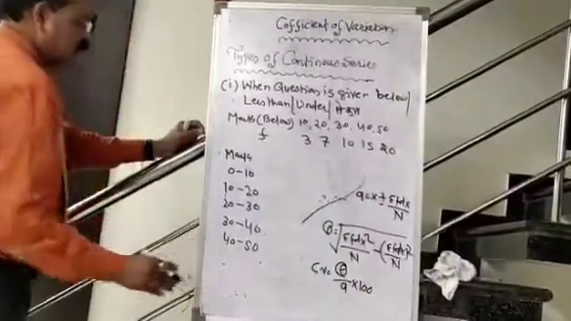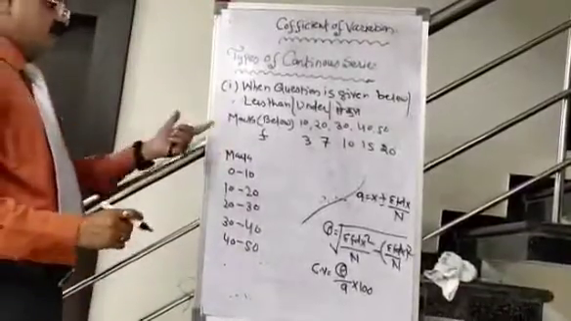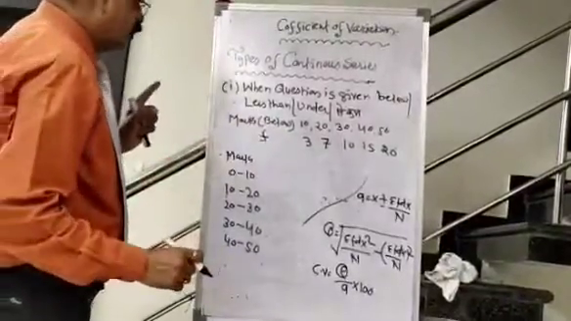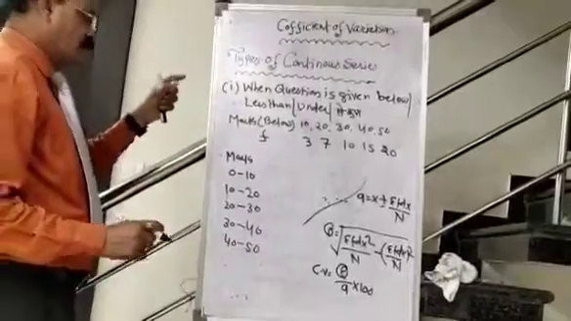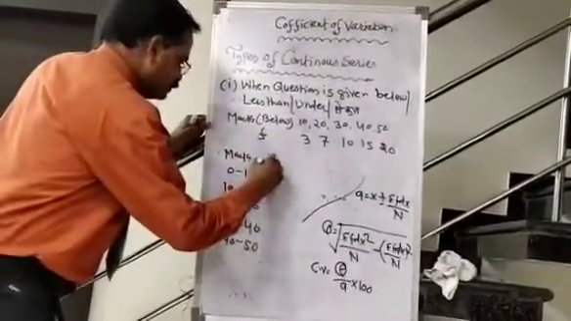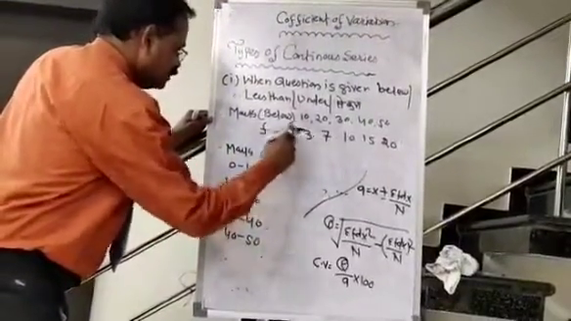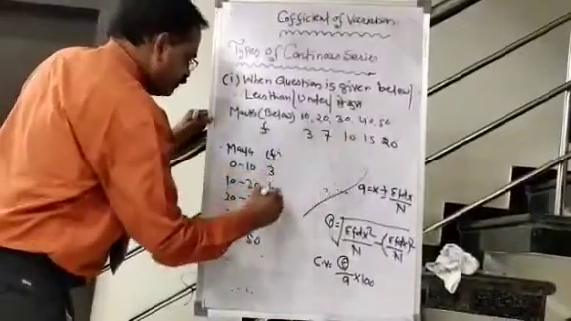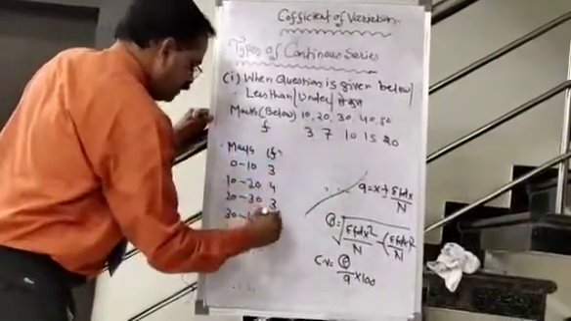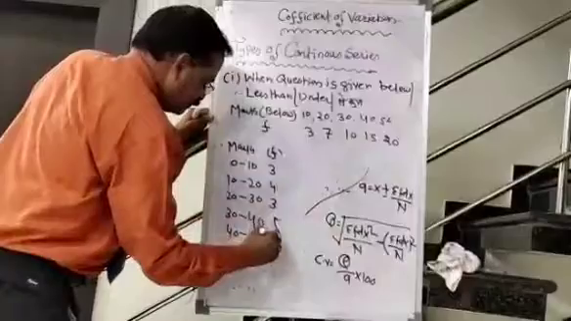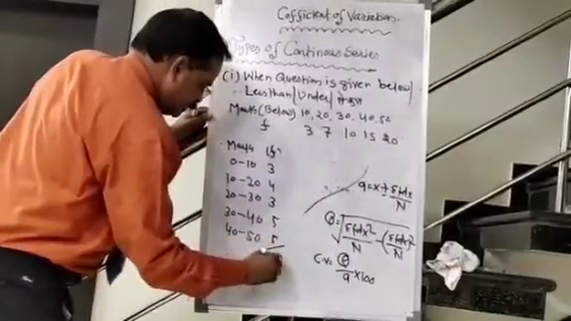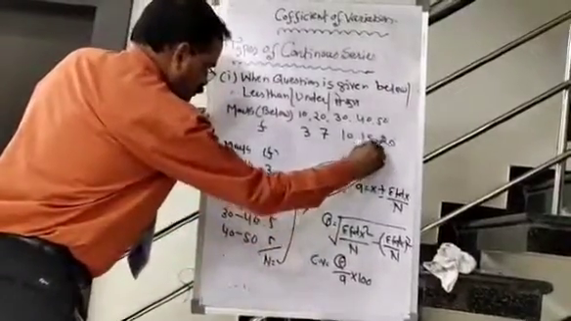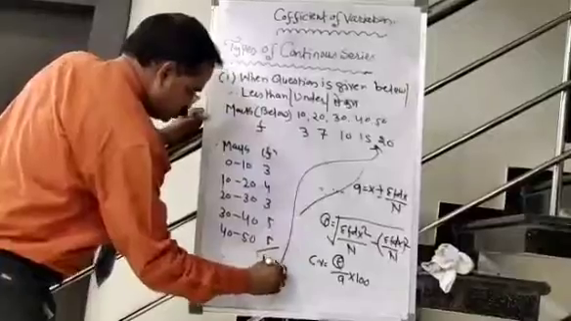After that, we will see if the frequency is given in ascending or descending order. In the condition of below, we can change the frequency: 3, 7 minus 3 is 4, 10 minus 7 is 3, 15 minus 10 is 5, and 20 minus 15 is 5. And this total will be the same as the last frequency given in the question.